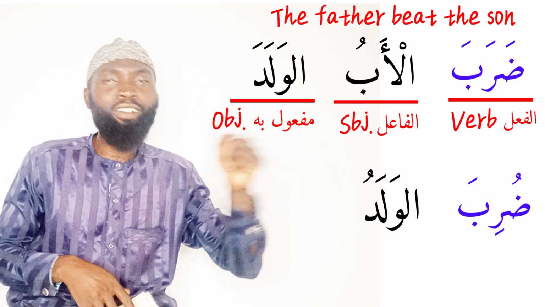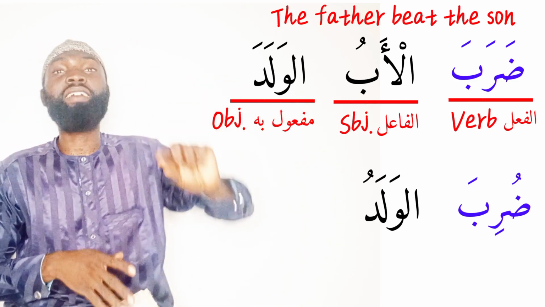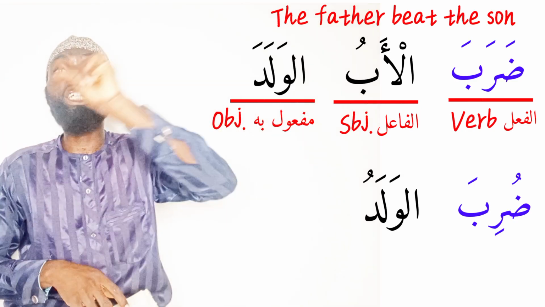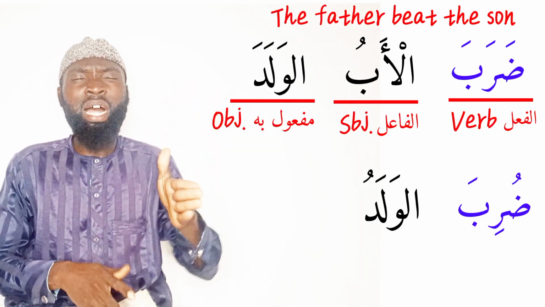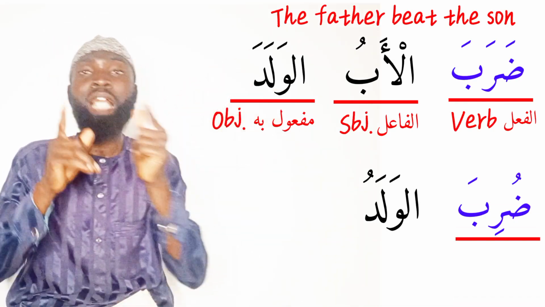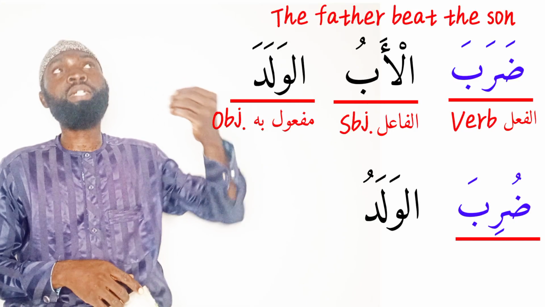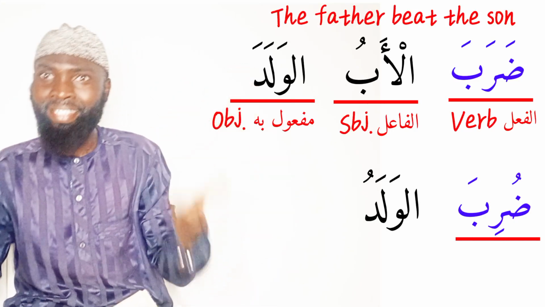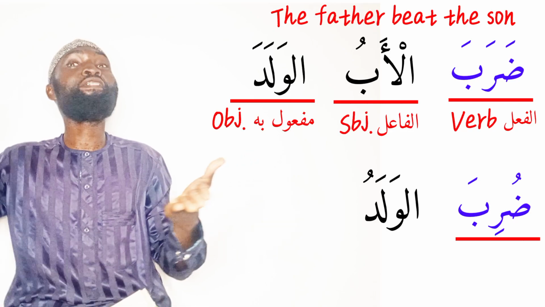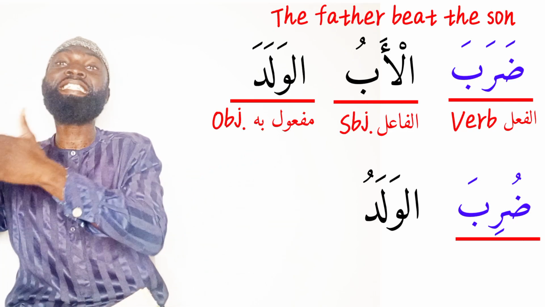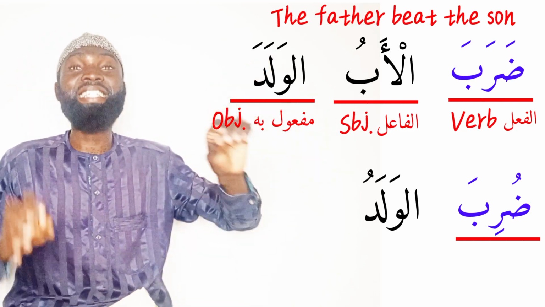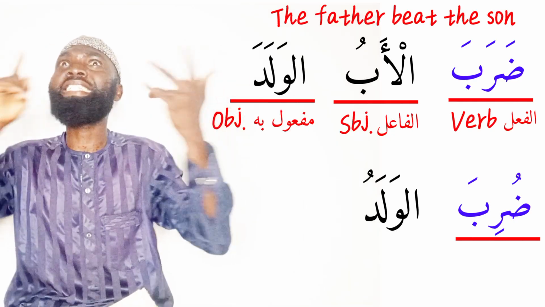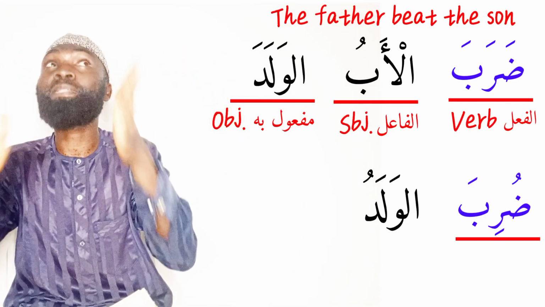But in the second sentence, we can see the disappearance of the original doer, which is the father. Here we now have duribal waladu, and also the verb has been altered. Instead of daraba, we now have duriba. What is this? This is because the first sentence was in the active voice, while this is in the passive voice. What is passive and active? I shall explain that to you.